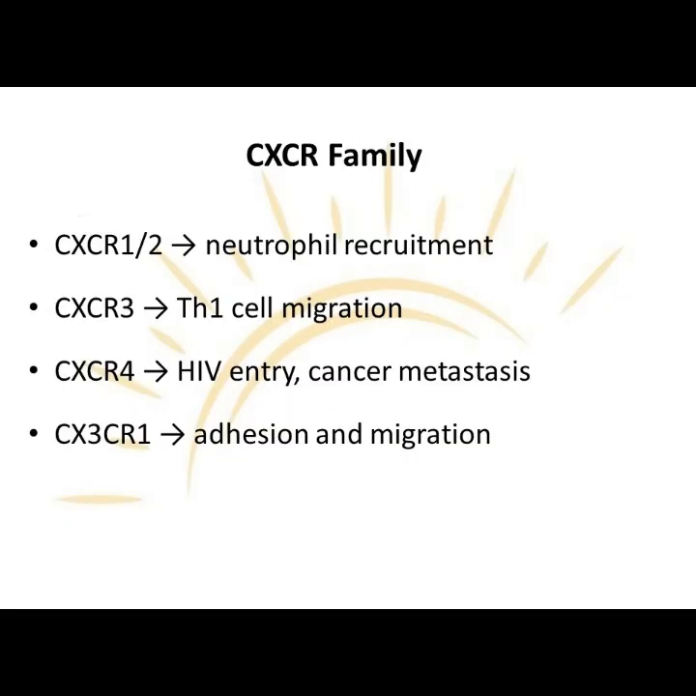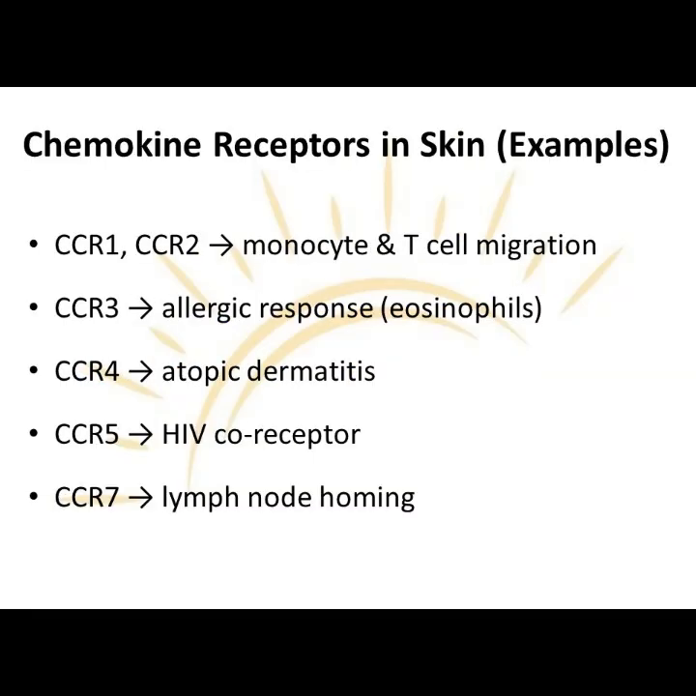CXCR family. CXCR1 and 2: neutrophil recruitment. CXCR3: Th1 cell migration. CXCR4: HIV entry, cancer metastasis. CX3CR1: adhesion and migration. Chemokine receptors in skin, examples: CCR1, CCR2: monocyte and T cell migration. CCR3: allergic response, eosinophils. CCR4: atopic dermatitis. CCR5: HIV coreceptor. CCR7: lymph node homing.